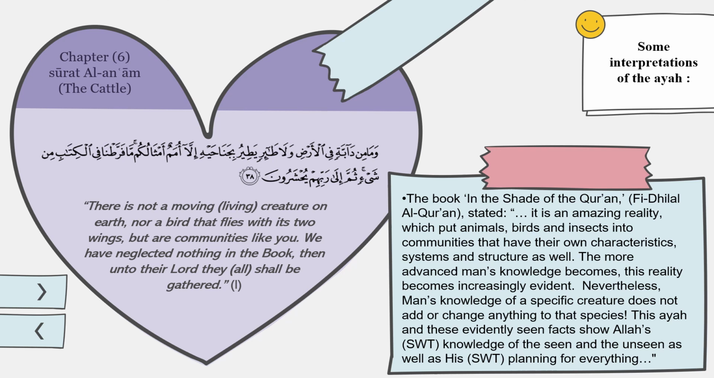In the book In the Shade of the Quran, Fi Dhilal al-Quran, it is stated that it is an amazing reality which puts animals, birds and insects into communities that have their own characteristics, systems and structure as well. The more advanced man's knowledge becomes, this reality becomes increasingly evident. Nevertheless, man's knowledge of a specific creature does not add or change anything to that species. This ayah and these evidently seen facts show Allah's knowledge of the seen and the unseen as well as His planning for everything.